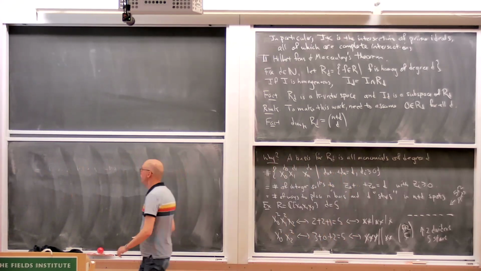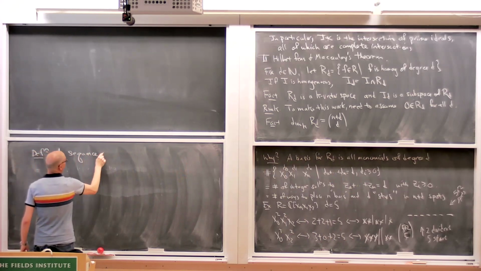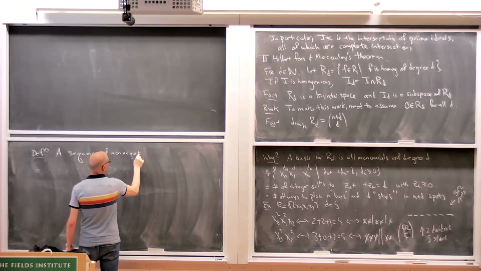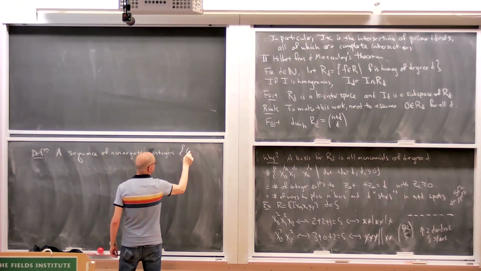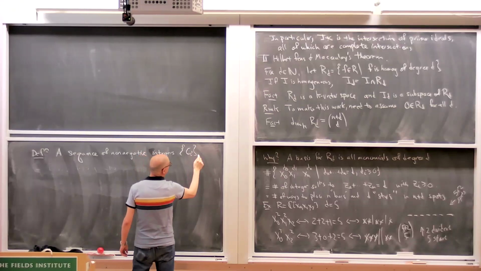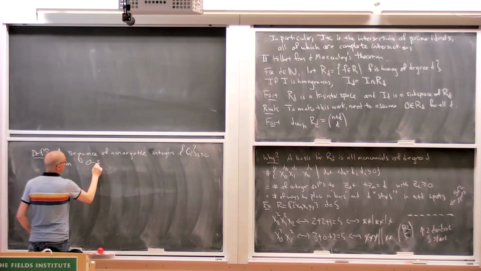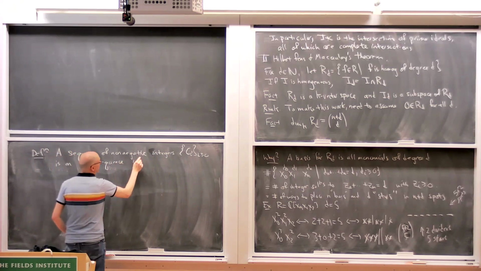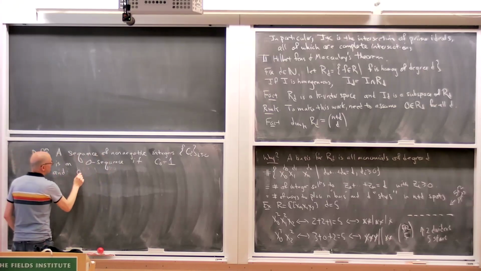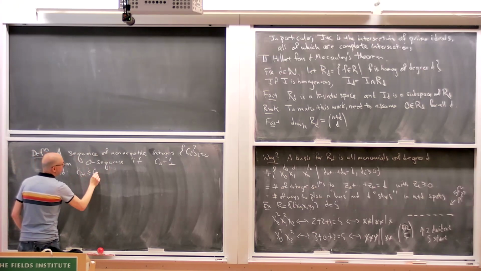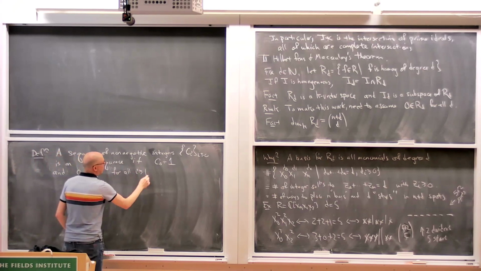Okay, so what do we do with this? Well, we need one more definition. A sequence of non-negative integers, and I'll write it like this: c_i, i going from 0 to infinity, is an O-sequence if the first term in the sequence is 1 and c_{i+1} is less than or equal to c_i upper i for all i greater than or equal to 1.